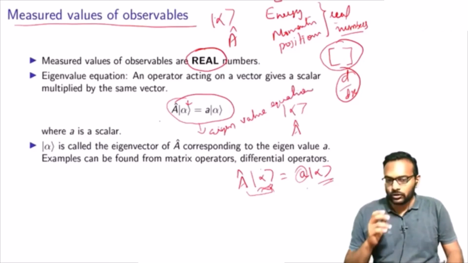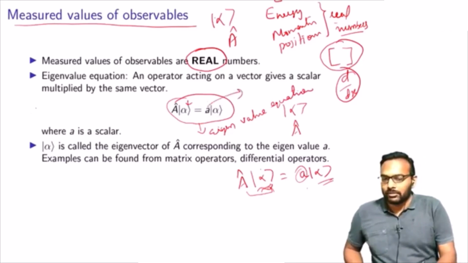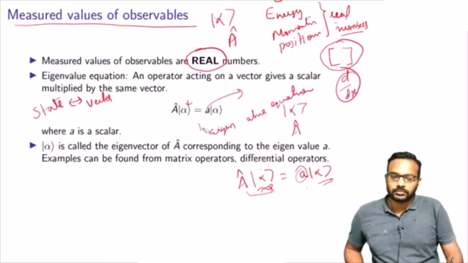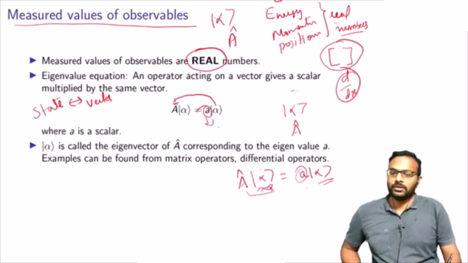Which means that the operator acting on the state gives you a number multiplied by the same state, the same vector. So I am already using the words state and vector interchangeably. It is known as an eigenvalue equation. And in this terminology, we say that alpha is an eigenvector of A with eigenvalue small a. So alpha is the eigenvector of operator A corresponding to the eigenvalue small a.